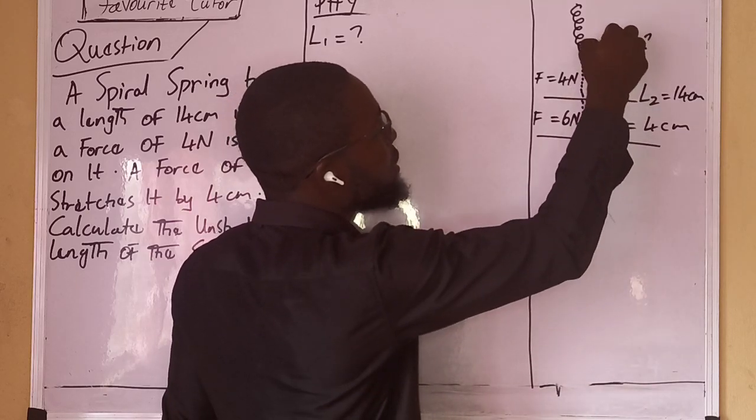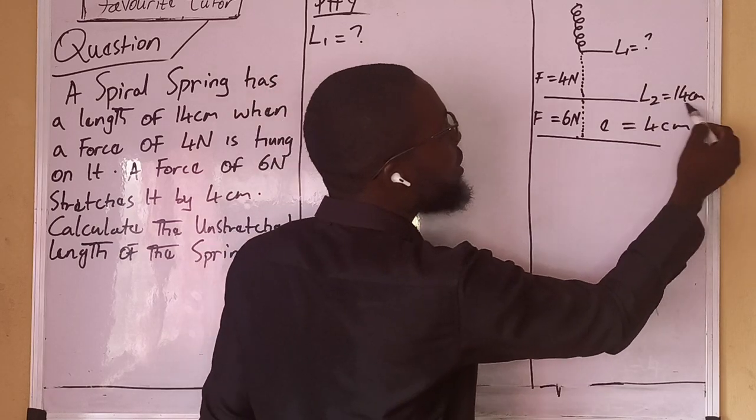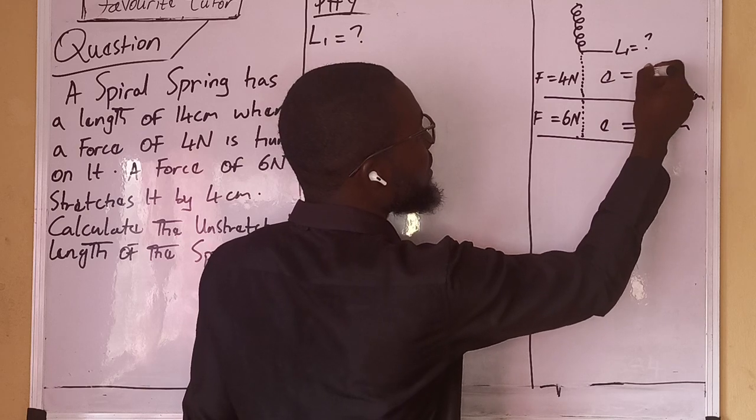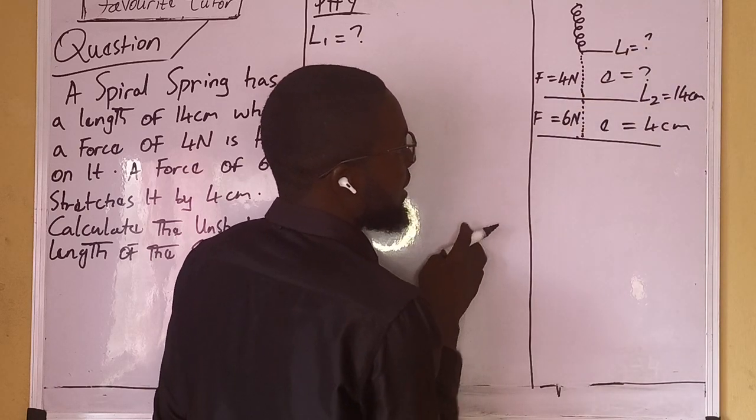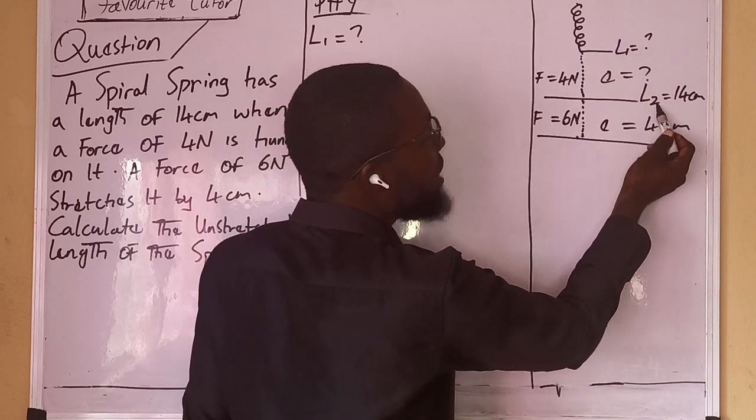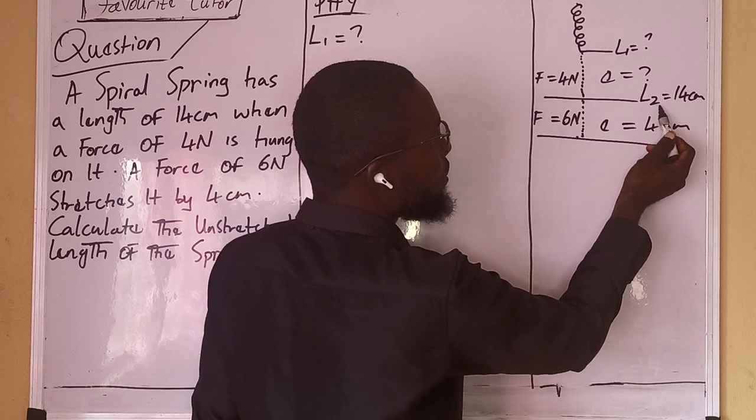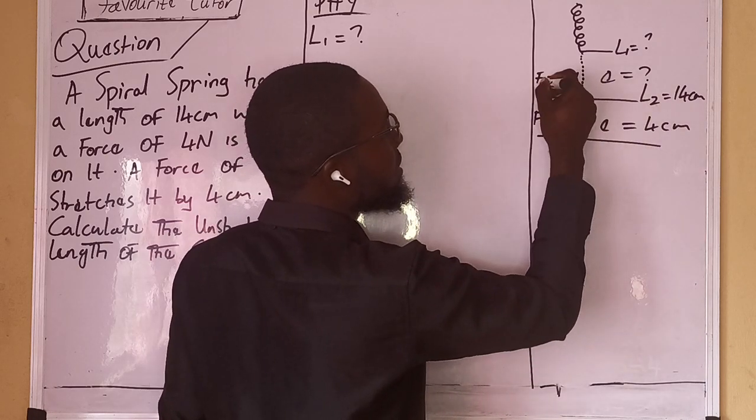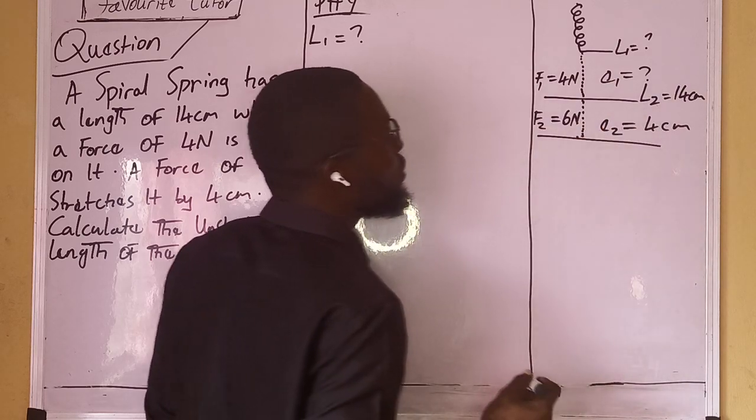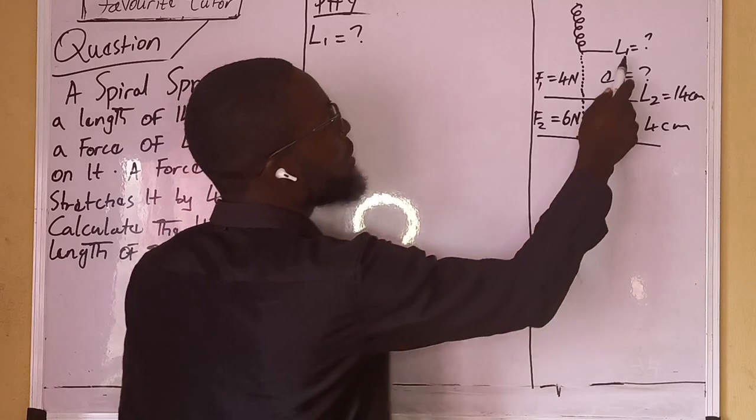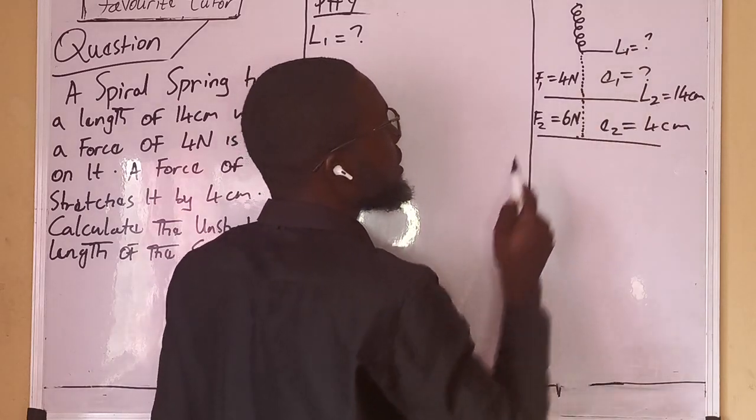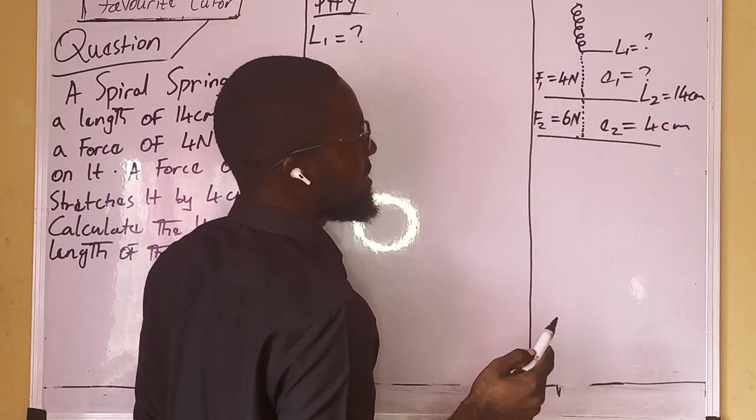Okay. So right here, a force of 4 Newton was hung on this spring. It gave us another length. But before that, we have an extension that we don't know about. A force of 4 Newton will create an extension, and we have a new length, length 2. So right here, this is force 1, extension 1, force 2, extension 2. And then we are looking for the original length, the unstretched part of the spring.